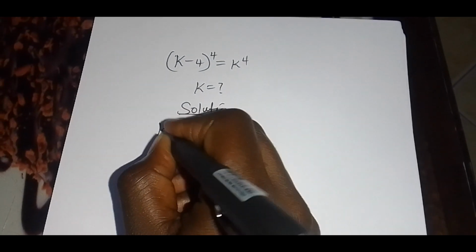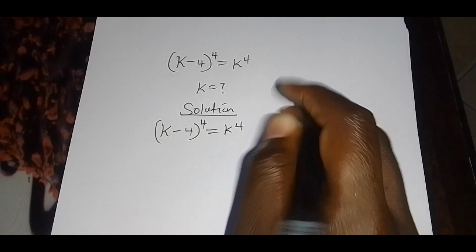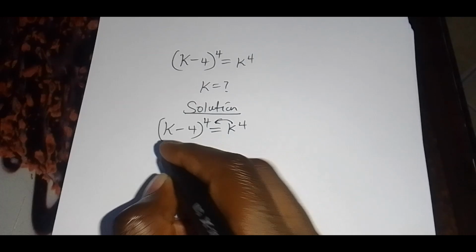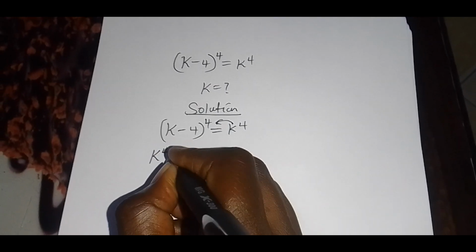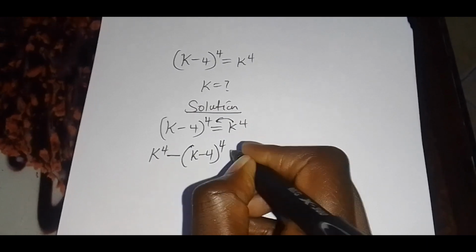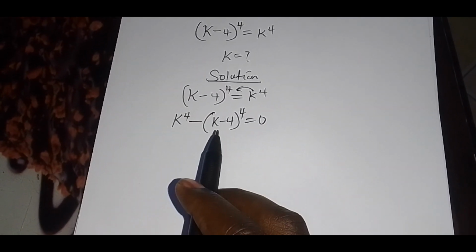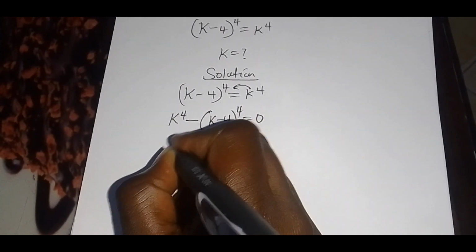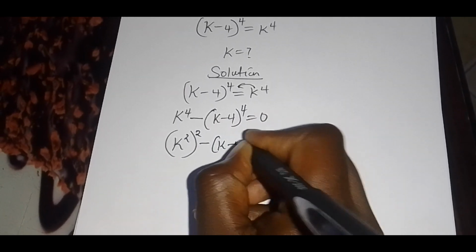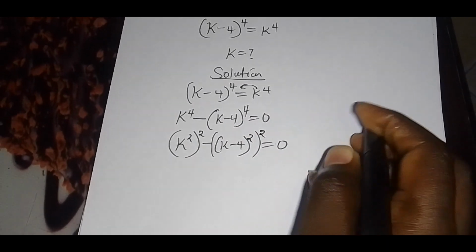We have (k minus 4) raised to power 4 equal to k raised to power 4. Okay, so we can write this equation as k raised to power 4 minus (k minus 4) raised to power 4 equal to 0. Again we can write this as (k squared) squared minus ((k minus 4) squared) squared, equal to 0.